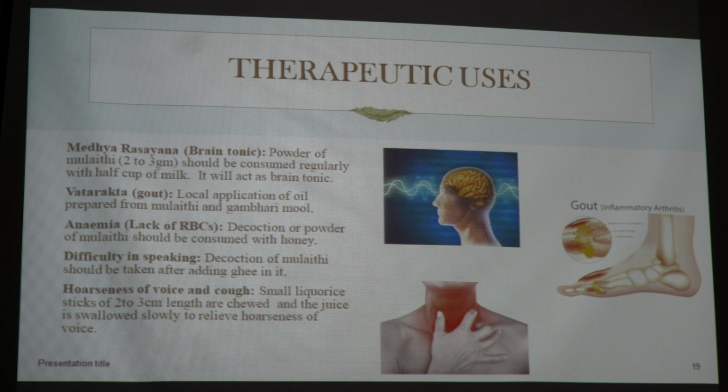Anemia: decoction or powder of mulethi should be consumed with honey. Difficulty in speaking. Sometimes some kids, some patients face difficulty in speaking. In those cases, decoction of mulethi should be taken after adding ghee in it.